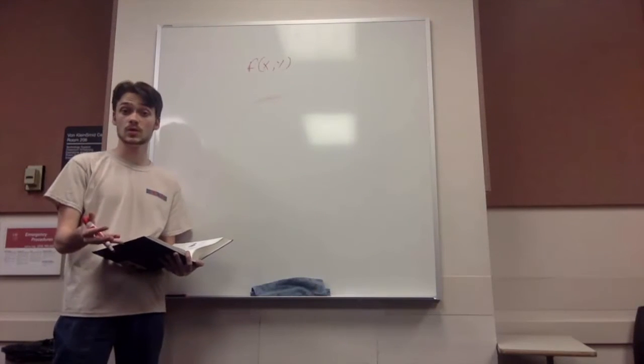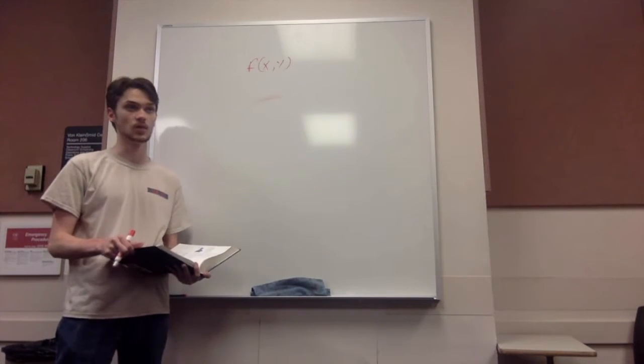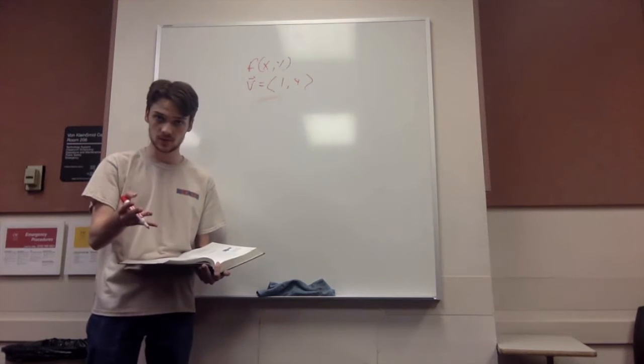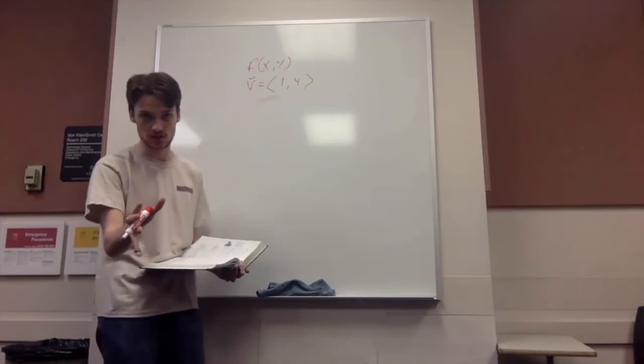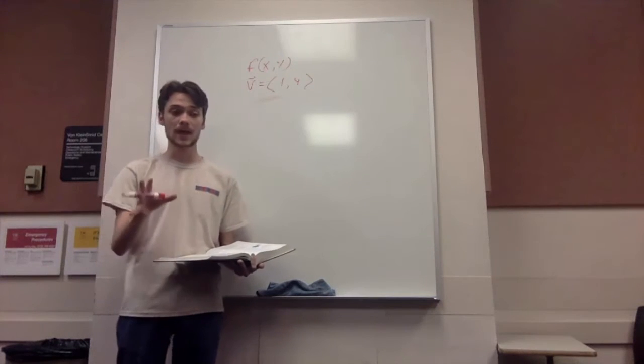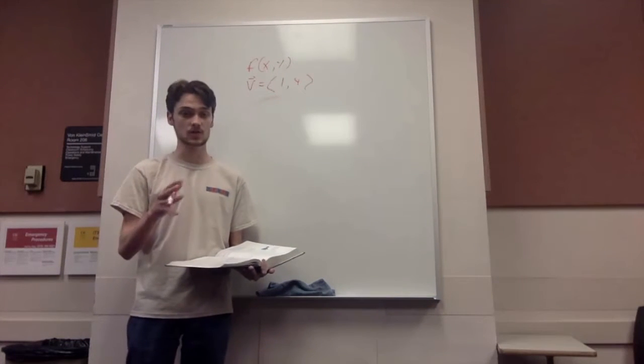Let us first say that we are given some function f of x comma y, and we are asked to take the derivative with respect to a path that is represented by this vector v. I just randomly chose numbers for x and y. Once you boil past all the theorem, this is actually pretty easy to do.